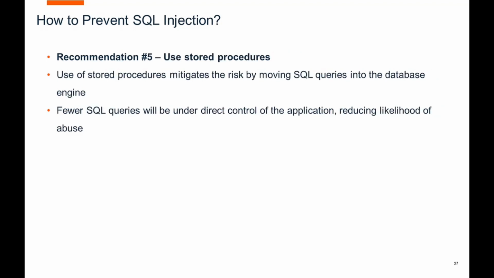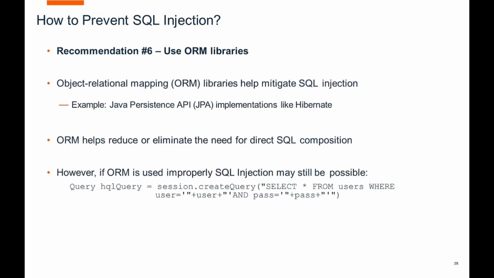Using stored procedures is also a good idea. They're also compiled and stored in the database engine. It's harder to abuse stored procedures with SQL injection. There was also a question asked about ORM libraries in the previous presentation. Object relational mapping libraries help mitigate SQL injection. They create an in-memory set of objects that map to your database structure, so it's harder for an attacker to come in with malicious syntax and modify that.